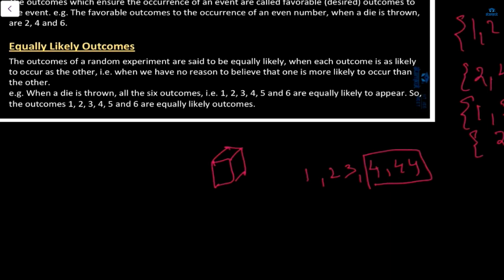Understood this? What is an equally likely outcome? There are not equal chances of all the events to occur. With 1, 3, 4, but 4 is on three faces, so the chance of 4 to occur is more.